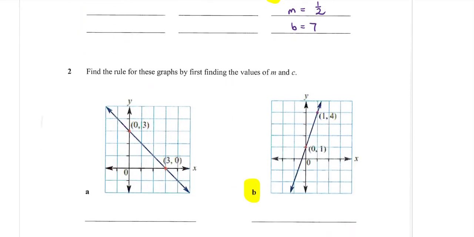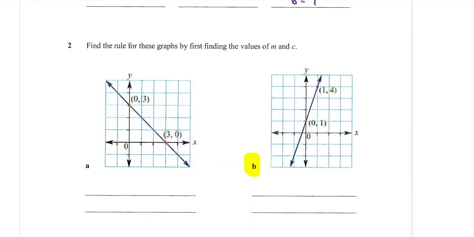Question 2. We've done questions that look like this a second ago. This is slightly different because it says find the rule. The ones I did before said find the gradient. So I just did rise over run, found the gradient. If it says find the rule, that means I need the full equation. I need the y equals 2x plus 7, or whatever it is, make those numbers up. But I need to know the gradient and the y-intercept so that I can put them into the equation and make the equation. Yes? All right.